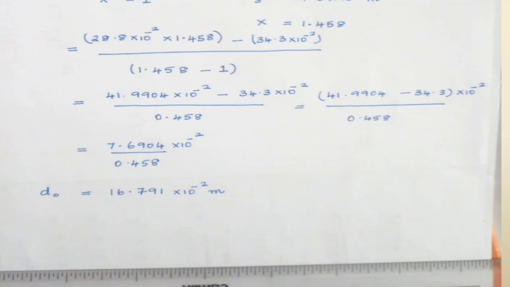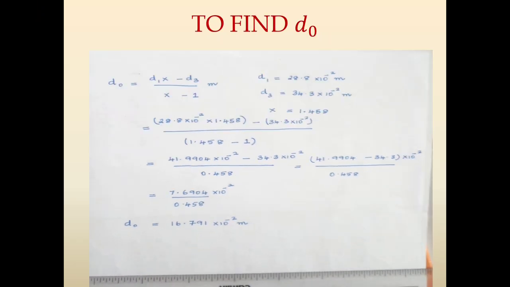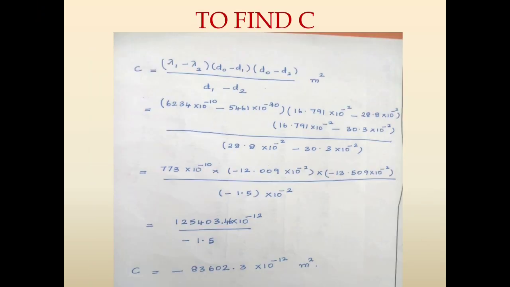Again, this d naught will also not be the same for all. Each of you will get different readings. So for a different set of d1, d2, d3 readings, you will get different d naught. Please do not compare your answers with the next batch students.